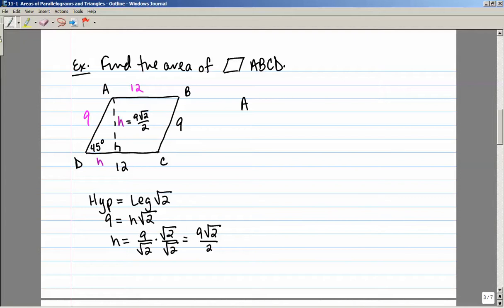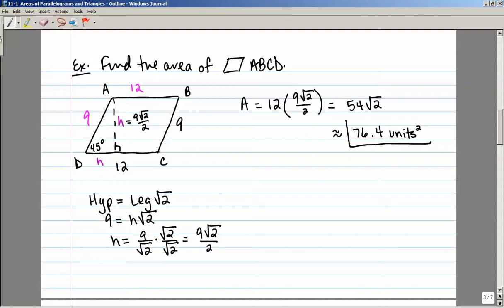And using my formula for the area of a parallelogram, base times height, my base is 12. My height is 9 square root of 2 over 2, which comes out to be 54 square root of 2, which is approximately 76.4. And since I don't have inches or millimeters on this, I'm just going to use the word units squared. So be on the lookout for special right triangles in parallelograms.